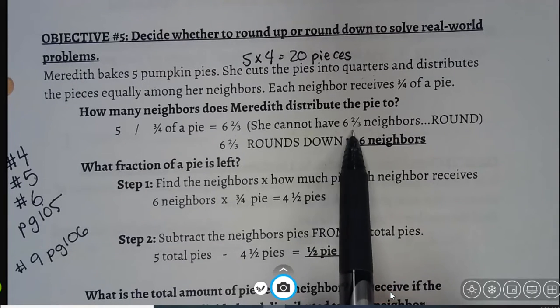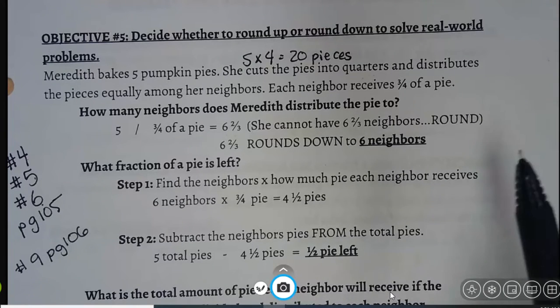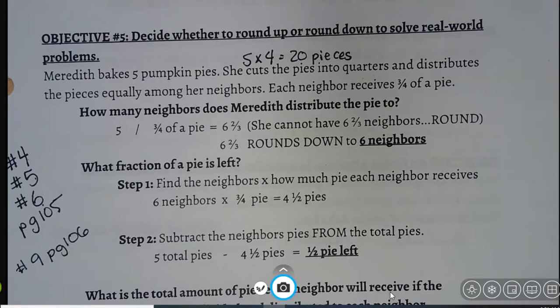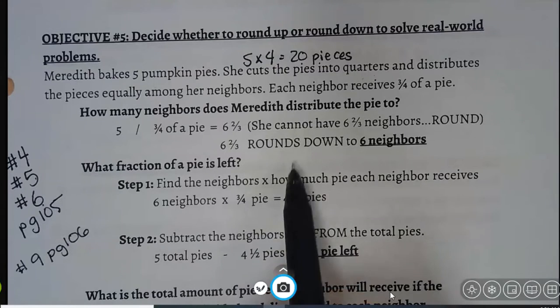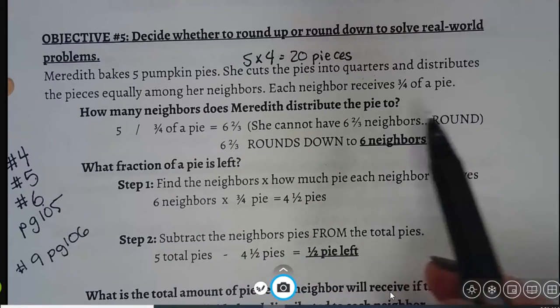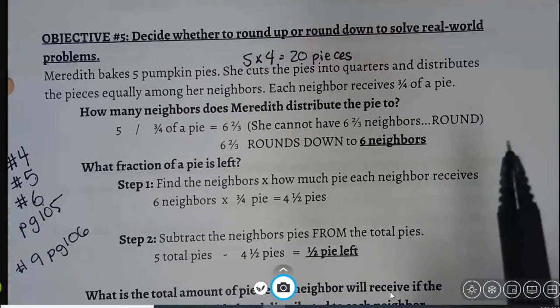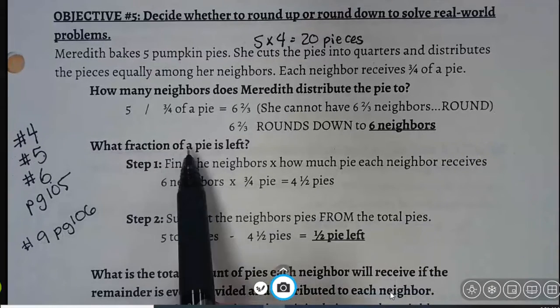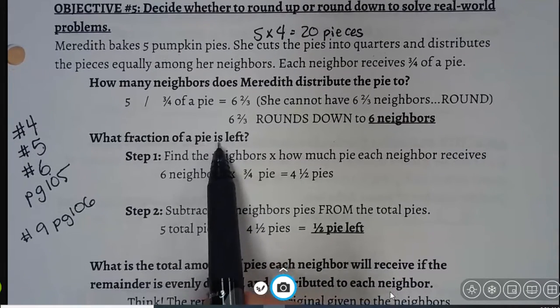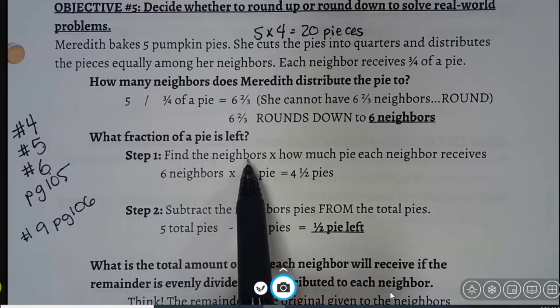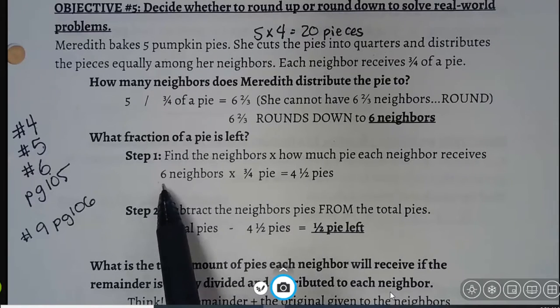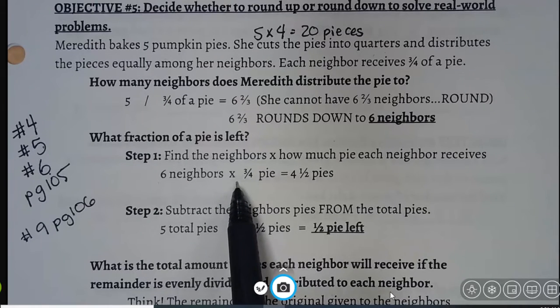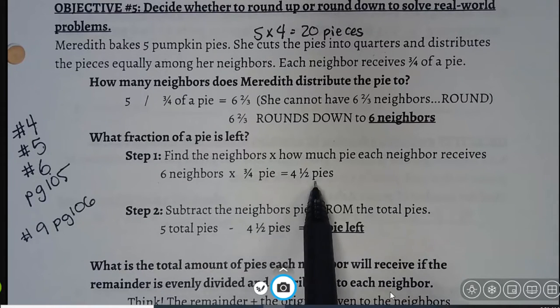So if she only has 6 2/3 that she could deliver to, I can't round up to 7 because that 7th neighbor isn't going to get a whole 3/4 of a pie. So I have to round down to 6 neighbors, and then Meredith is just going to keep the other 2/3. And then I have to find out what fraction of a pie is left. So I have to find the neighbors and multiply it times how much each neighbor receives. So 6 neighbors times 3/4 of a pie would equal 4.5 pies.